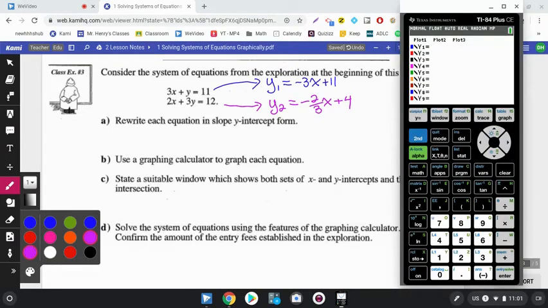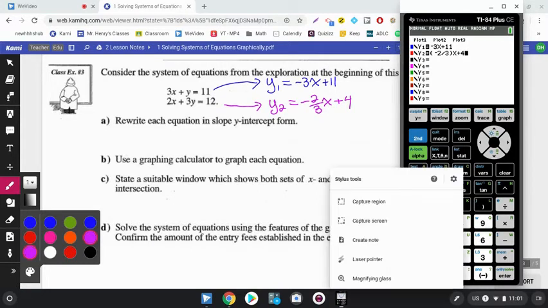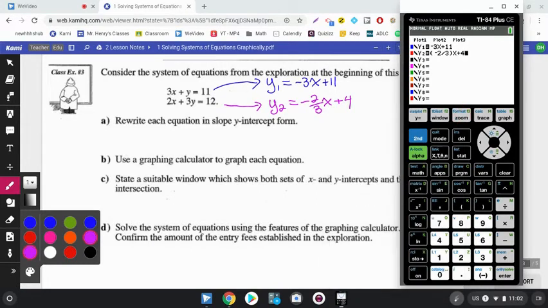Now I can put those in my calculator. Okay, so I start here. I press y equals. That's the only place I can enter something. First one, negative 3x plus 11. That's why I called it y1. All right. y2 is negative 2/3 x. So I'm going to go bracket, negative 2 divided by 3 bracket, then my x, and then I can do plus 4. And to start graphing, I'm going to go zoom 6 or zoom standard.